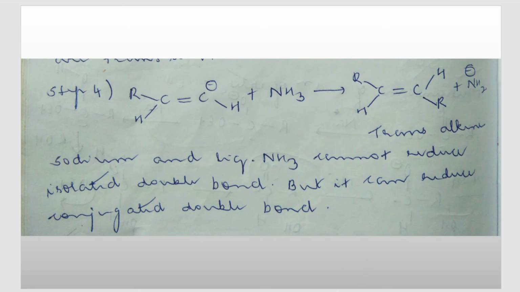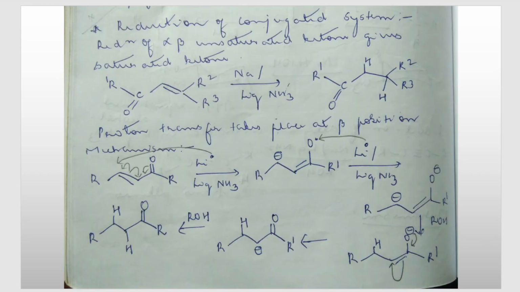Next we'll also be studying conjugated species. So we'll see reduction in the case of a conjugated system. So this is a conjugated system here. We have taken an example, reduction of an alpha beta unsaturated ketone, which gives you a saturated ketone. There is the alpha beta unsaturated ketone that we're taking, that is this one. It gives you a saturated ketone. Now you can say that this is a conjugated species.